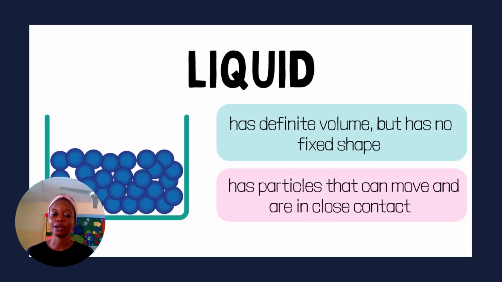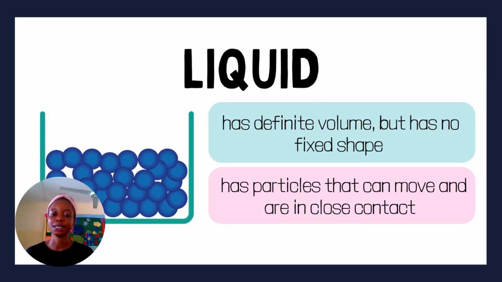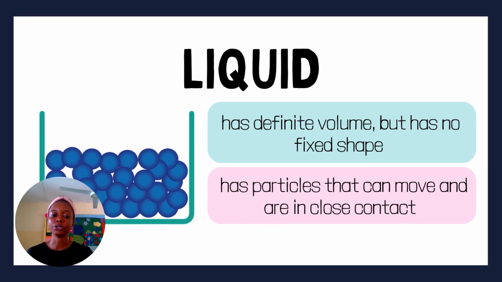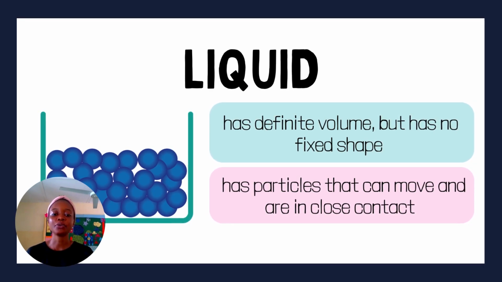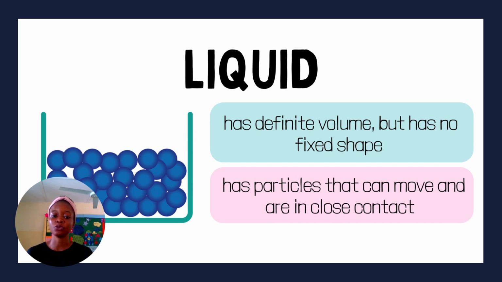The next state of matter we're looking at is the liquid state. In the liquid state, matter has a definite volume but has no fixed shape, and it has particles that can move and are in close contact.